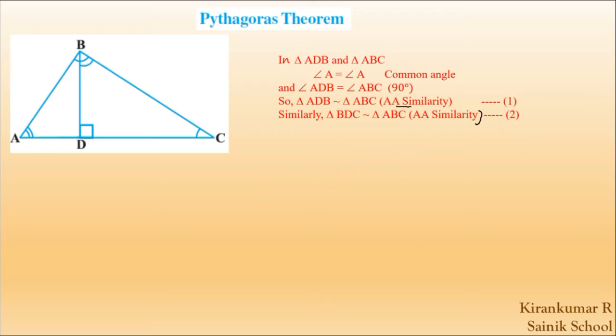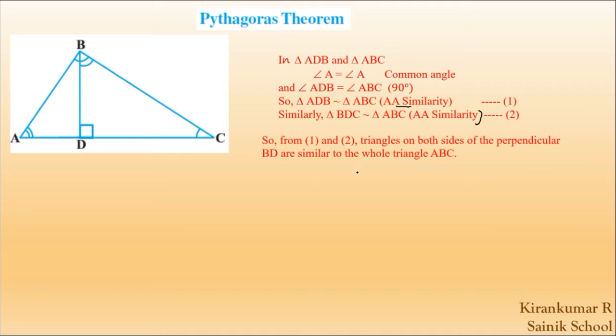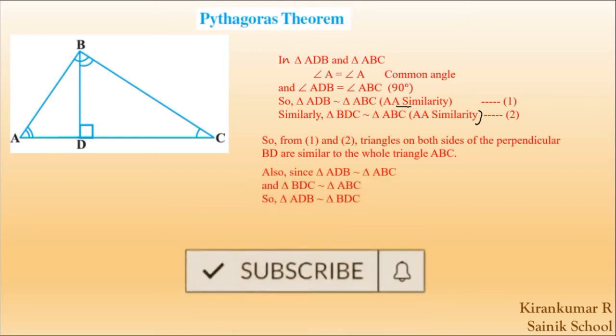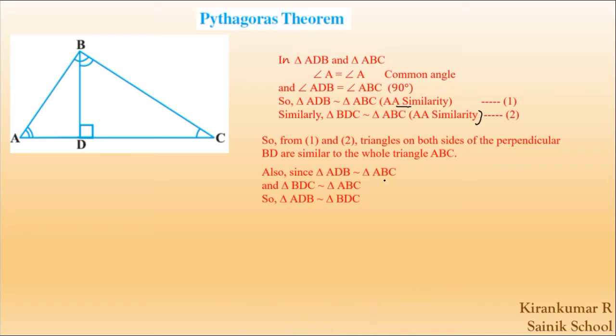If you compare both these triangles, they are similar. The smaller triangles are similar to the complete triangle. So I can conclude that the triangle ADB is similar to triangle ABC. Triangle BDC is similar to the triangle ABC. So these two smaller triangles which are there inside, they are also similar.